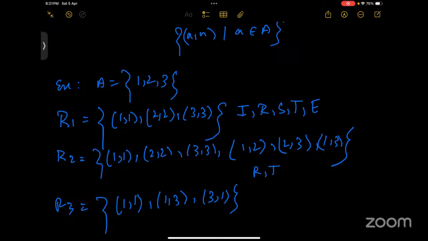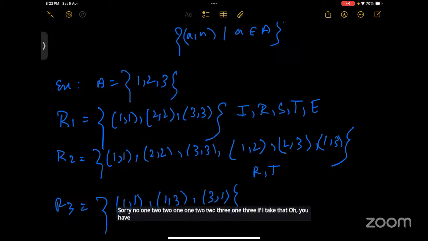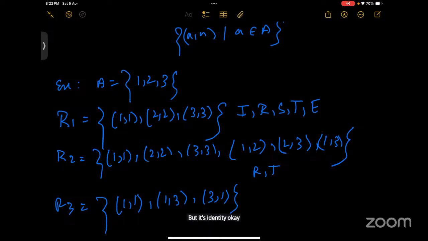The second example is R2. Yeah, R2. So 1, 1, 2, 2, 3, 3. So it's identity, right? No. Sorry, 1, 2, 2, 1, 1, 2, 2, 3, 1, 3. If I take that, 1, 2. Oh, you have a full set. Okay. But it's identity. Okay, identity means only those 3. Only those. Okay. Understood.